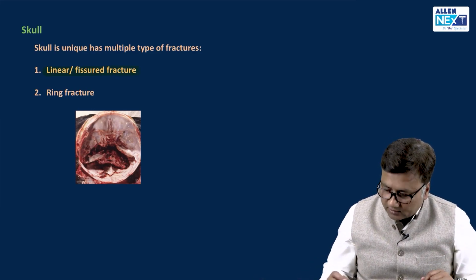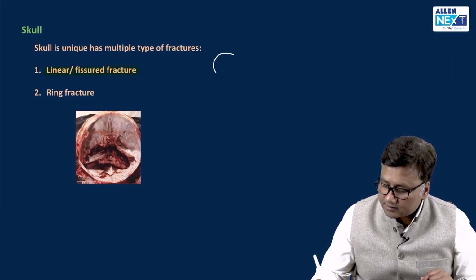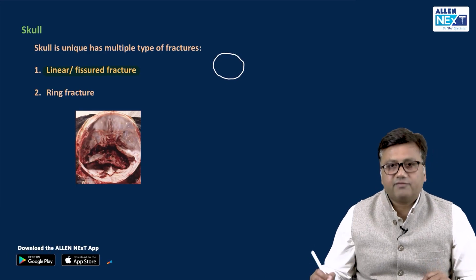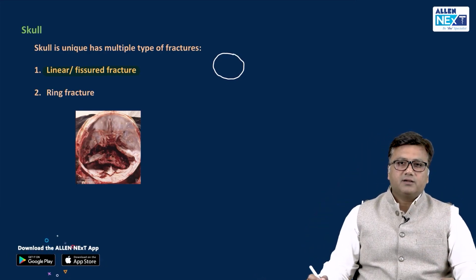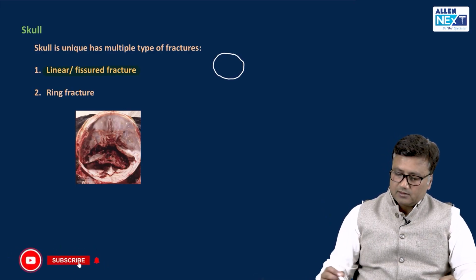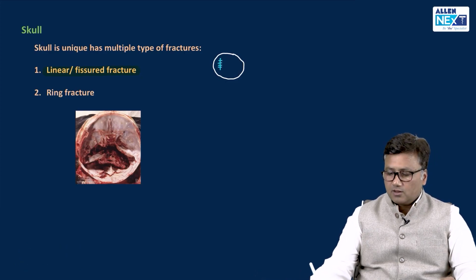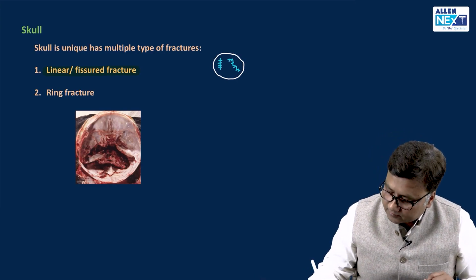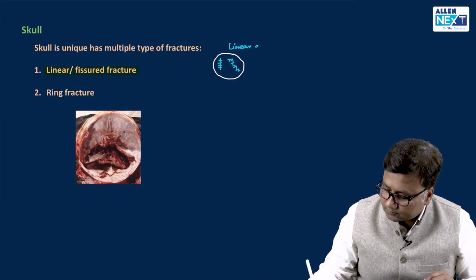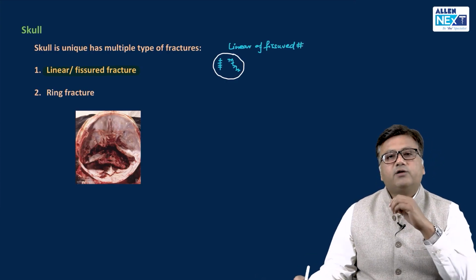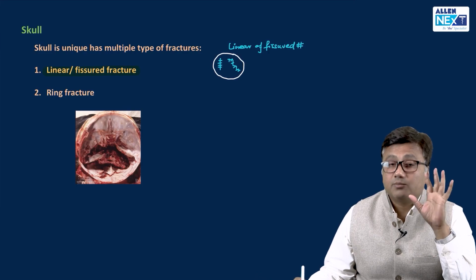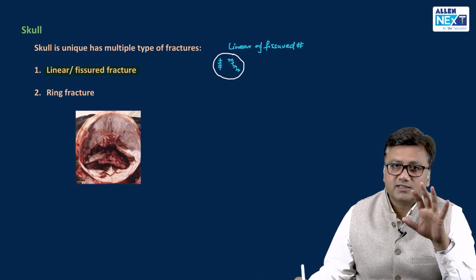The first skull fracture that we are talking about is linear or fissured fracture. It's a fracture which can be seen on the skull cap. If the skull is hit with a blunt weapon and there is a straight line which cracks in the skull, or maybe in a slightly zigzag fashion, creating a fissure, that's called a linear or a fissured fracture. This is said to be the most common type of skull fracture seen.